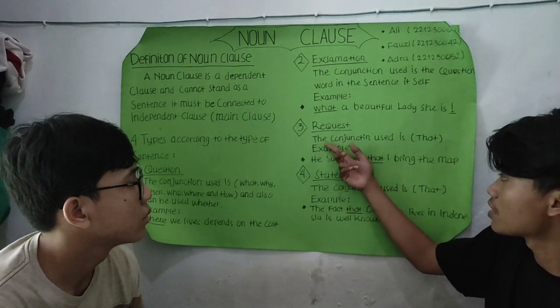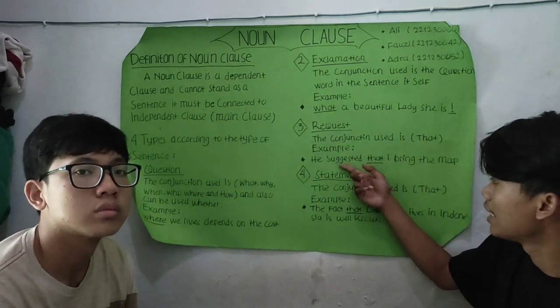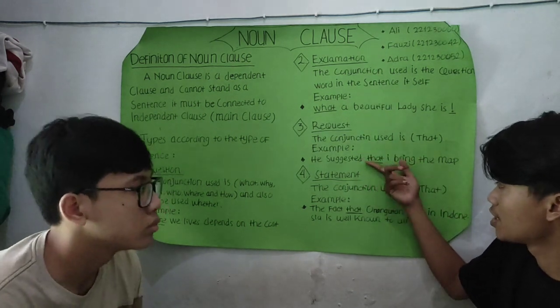For the third is the request. The conjunction used is that. For the example, he suggests that I bring the map. The conjunction in this sentence is that.